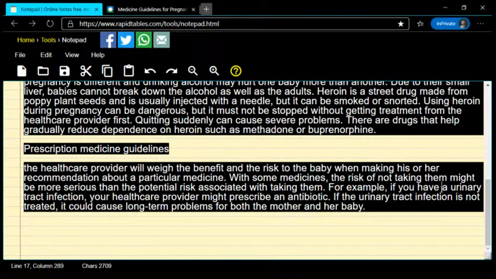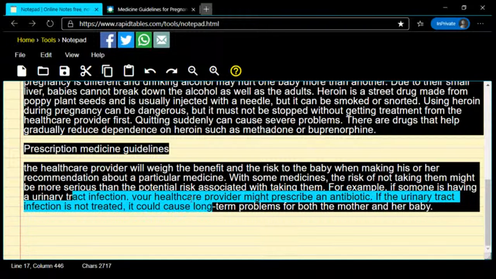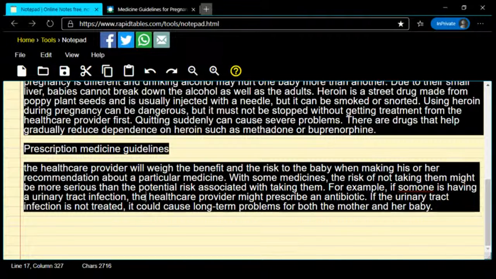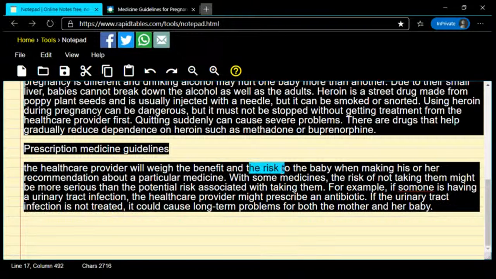For example, if someone is having a urinary tract infection, the healthcare provider might prescribe an antibiotic. If the urinary tract infection is not treated, it goes long for both mother and her baby. Okay.